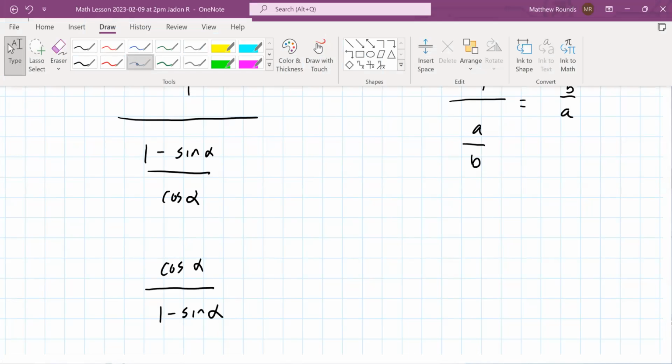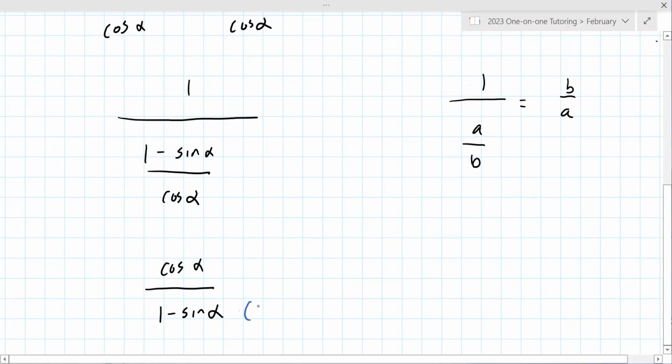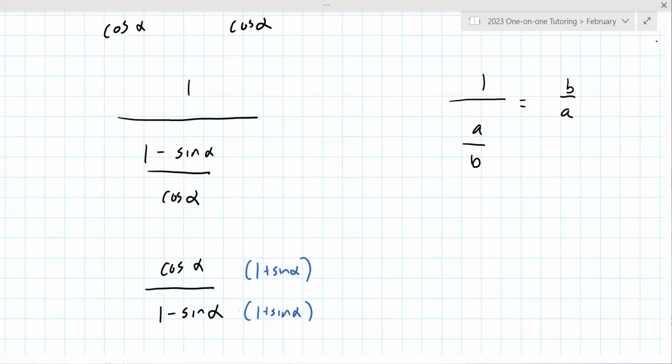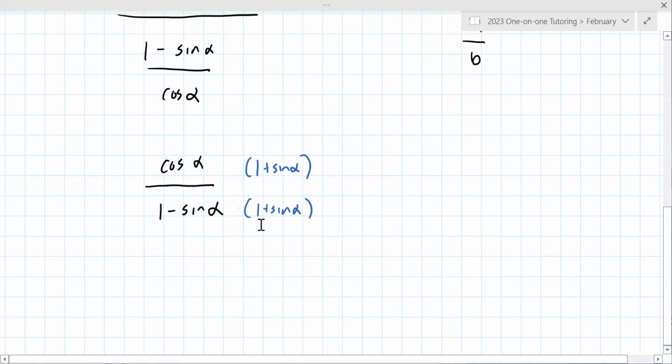So this is a 1 minus sine, so you multiply top and bottom by the conjugate. Oh, top and bottom by the conjugate. So the conjugate is the opposite of the 1 minus sine. You just change the operator from a plus to a minus or a minus to a plus.